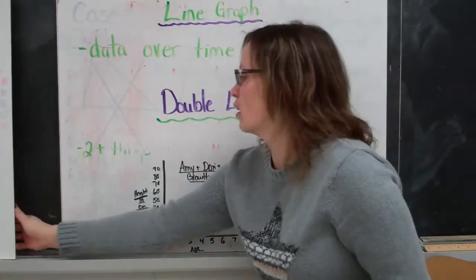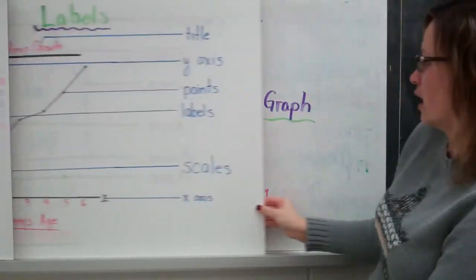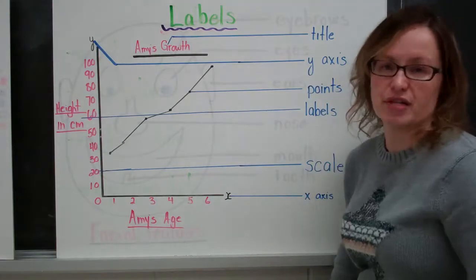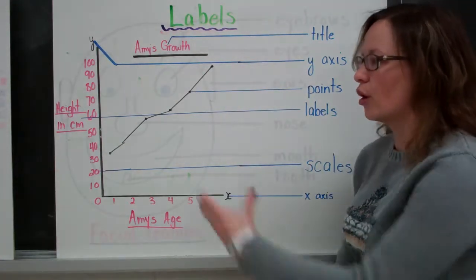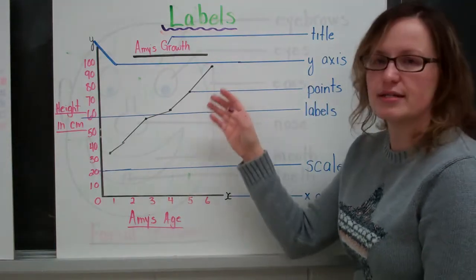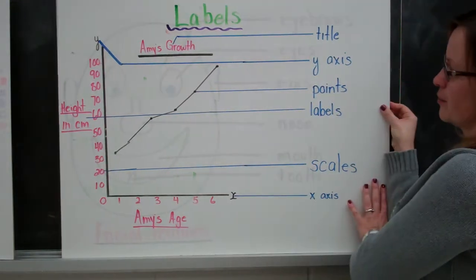Alright, so a line graph, I'm just going to go back to this one. We use it when we're talking about data over a period of time. So of course, someone's growth over the first 6 years of their life, it's showing that increase in height over the first 6 years.